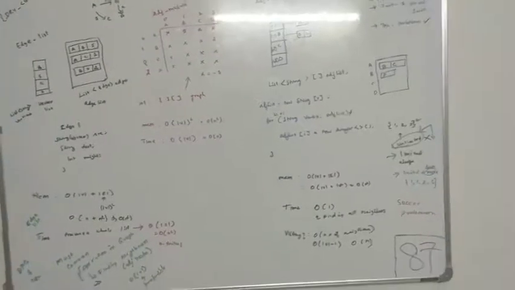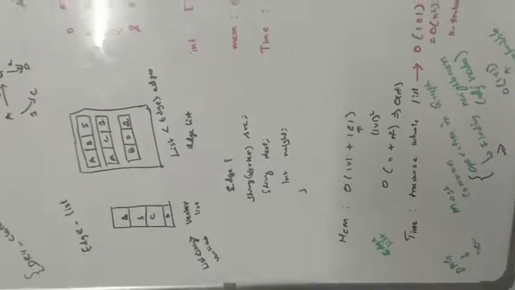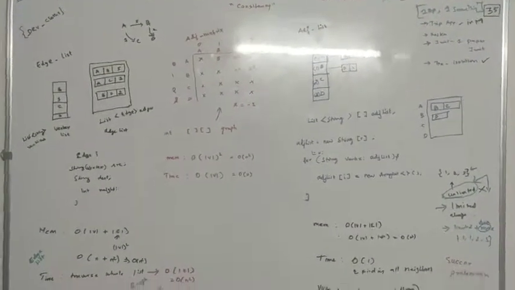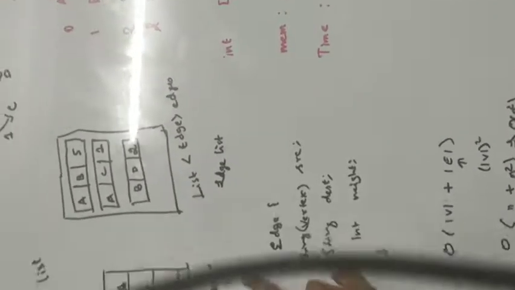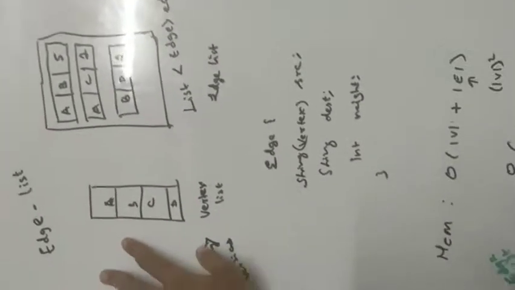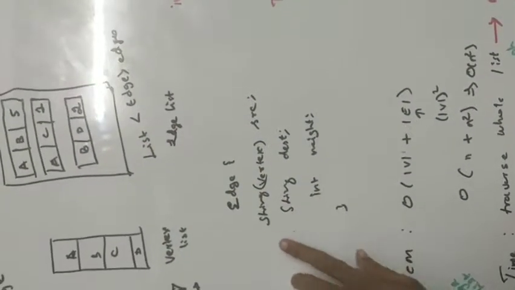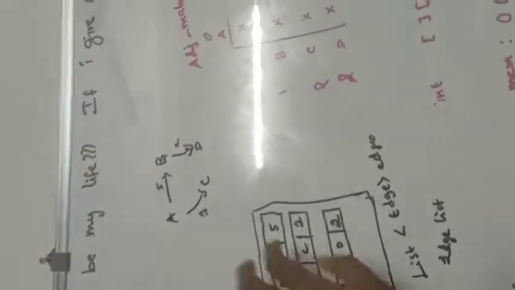So let's see the representations of graph. These are some of the most used graph representations: edge list, adjacency matrix, and adjacency list. Let me start with the edge list. The edge list is very simple. We have two lists, one is the vertices list and the other is the edge list. We store all the vertices in a list, which I kept as a list of strings. Then we have something called an edge. I'm defining an edge simply as a string and an int, right? This will be my graph.